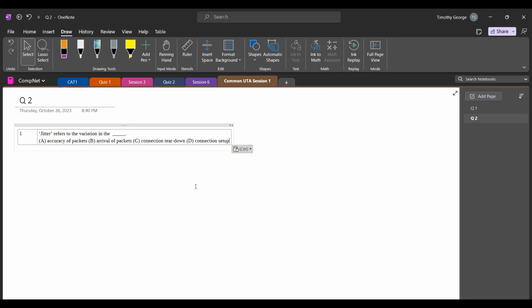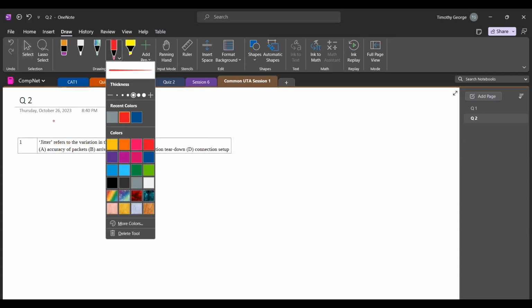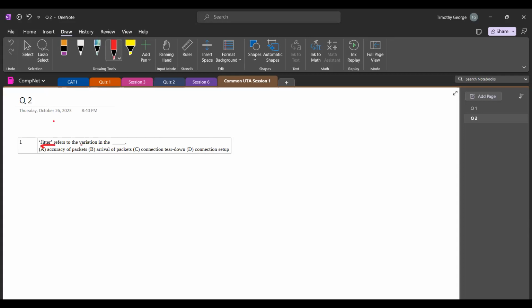So this is copied directly from the quiz that we had made before. Jitter. Jitter refers to the variation in what? Variation in accuracy of the packets, arrival of the packets, connection tear down, or connection setup.